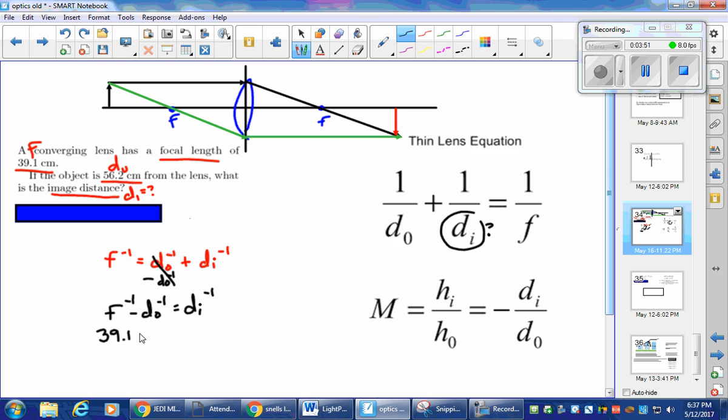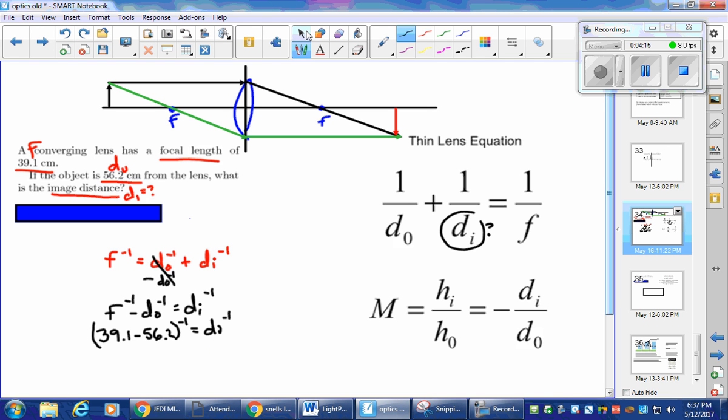39.1, that's the inverse of that. Go ahead and just put it like this, minus the distance of my object, which is 56.2. Inverse, that is my distance to the image. Inverse, right? So I go ahead and put that in the calculator.